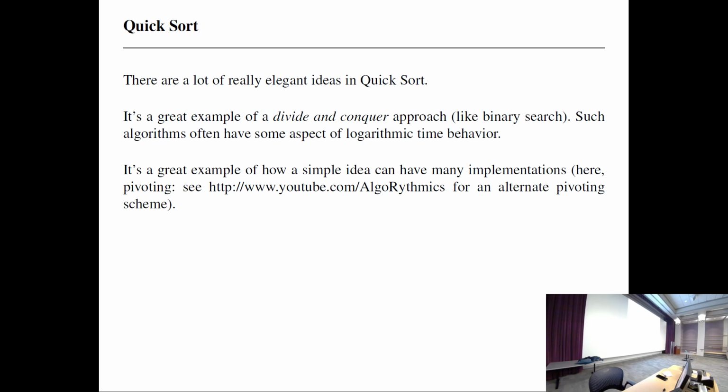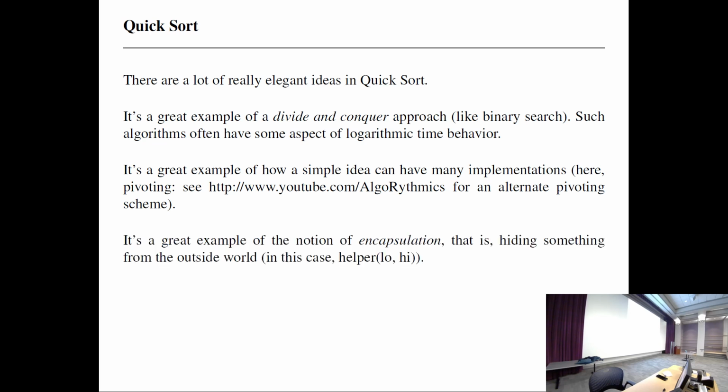It's actually pretty slick. And it's a great example of the notion of encapsulation, which we'll talk about when we talk about object-oriented programming, which is hiding something from the outside world. In this case, we have this secret helper function that can only be called from within quicksort. It's defined nowhere else. It's my private function for my quicksort algorithm. That's a very powerful notion in organizing code.